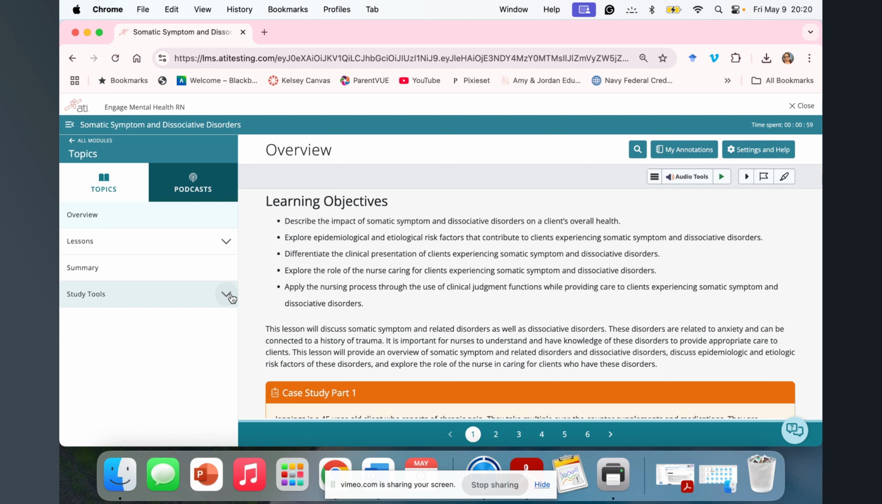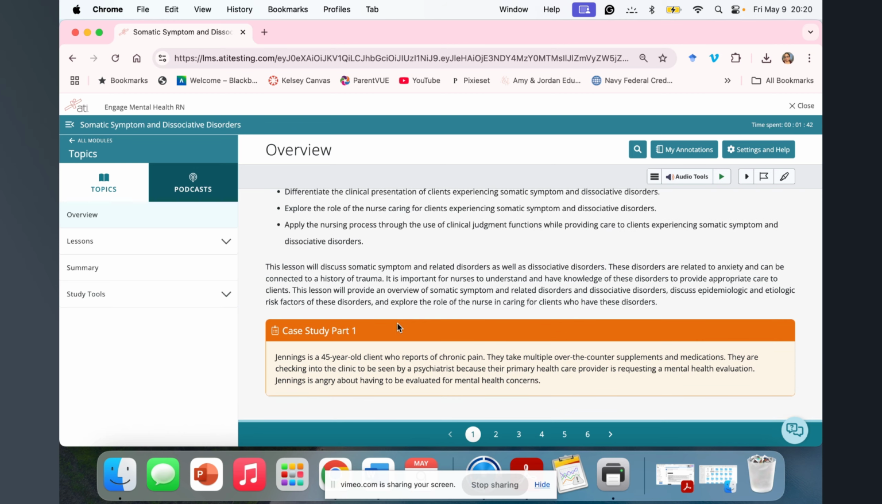Okay, so some learning objectives. We're describing the impact of somatic symptom and dissociative disorders on the client's overall health. Explore epidemiological, that was tough, and etiological risk factors that contribute to clients experiencing somatic symptom and dissociative disorders. Differentiate the clinical presentation of clients experiencing these disorders. Explore the role of the nurse caring for the client experiencing somatic symptom and dissociative disorders, and applying the nursing process through the use of clinical judgment functions while providing care.